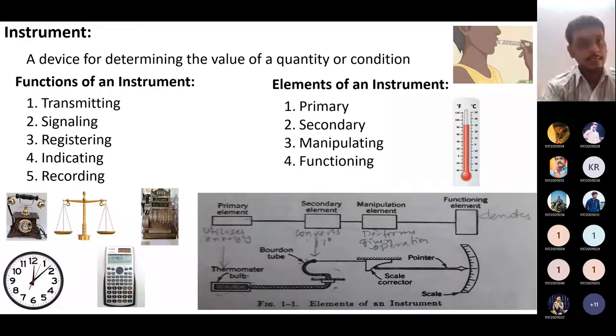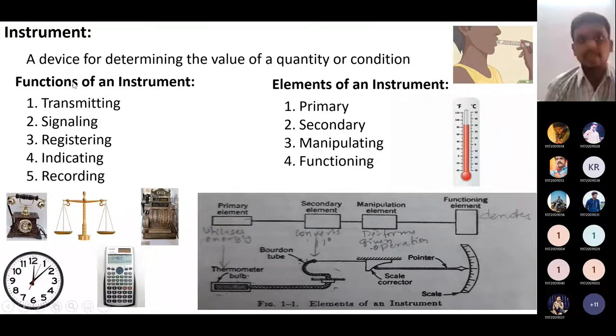dx by dt, what is that? X can be temperature, pressure, velocity, volume or something like that. With respect to time, the change in that particular variable will be given by this recording type of instrument. The best example is your digital or scientific calculators. They store the information, and we can store that one.